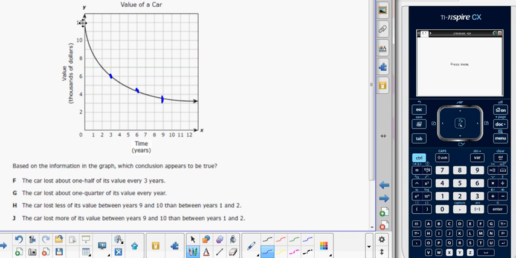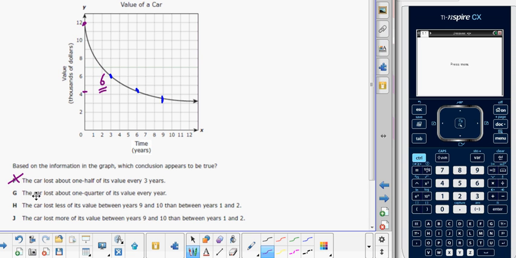So imagine your car starts at 12,000. After 3 years, the price is 6,000. So far, this statement is true. Now, after 3 years, if here you have 6,000, the next one should be 3,000 to make this statement true. So let me check the next one. The next one is almost over 4,000. So this is not half of 6,000. So this statement is false.